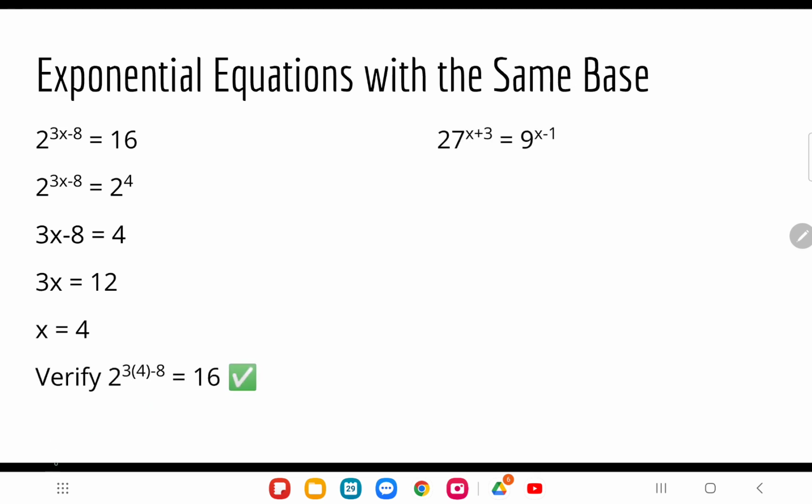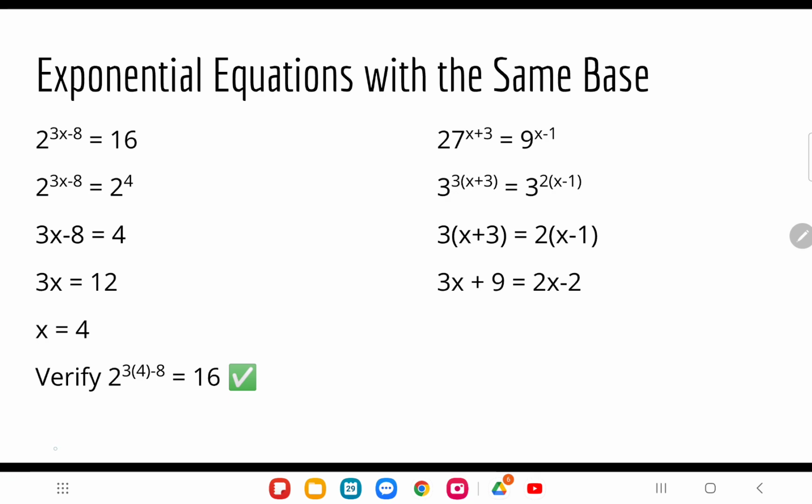In another example, we have 27 to the x plus 3 power is equal to 9 to the x minus 1 power. Since both of these can be rewritten with base 3, we can rewrite this as 3 to the 3 times x plus 3, and 3 to the 2 times x minus 1. We'll thus set the exponents equal to each other and use the distributive property. Then, solving the resulting linear equation, we obtain x is equal to negative 11.